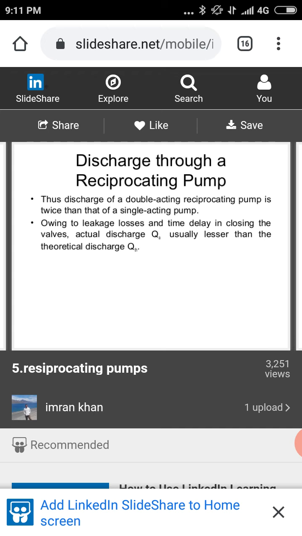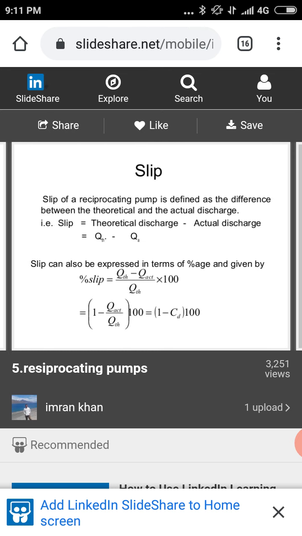Then discharge through the reciprocating pump. The discharge of a double acting reciprocating pump is twice that of the single acting pump. Owing to leakage losses and the time delay in closing the valve, the actual discharge is usually lesser than the theoretical discharge. Then slip of a reciprocating pump is defined as the difference between the theoretical and actual discharge. Slip equals theoretical discharge minus actual discharge, that is Q theoretical minus Q actual.